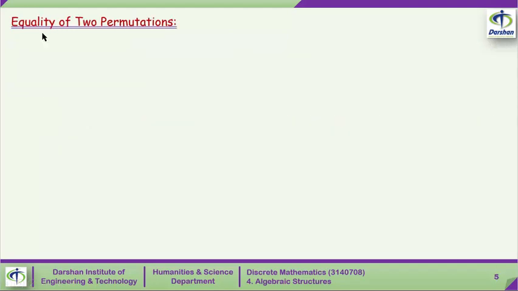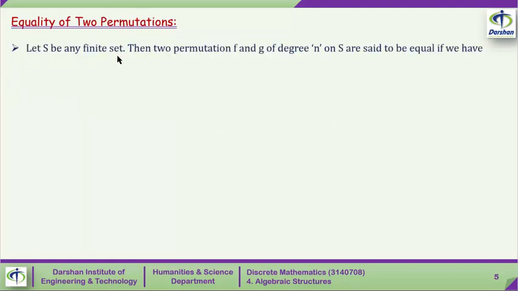Now we define equality of two permutations. Let S be any finite set, then two permutations f and g of degree n on S are said to be equal if we have f(a) = g(a) for all a from S. It means the value of f at any point a is the same as the value of g at that point.